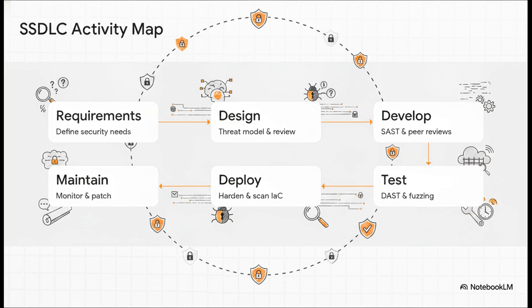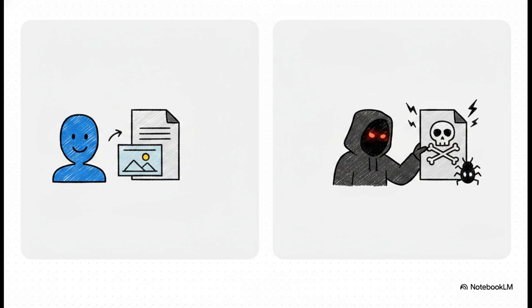Let's actually break down that very first step, requirements. Now, in the requirements phase, you're already mapping features to standards like the OWASP-ASVS, and you're noting regulations like GDPR or HIPAA, right? But here's the kicker. We also need to write abuse cases. These need to perfectly contrast with your standard use cases to anticipate attacker behavior.